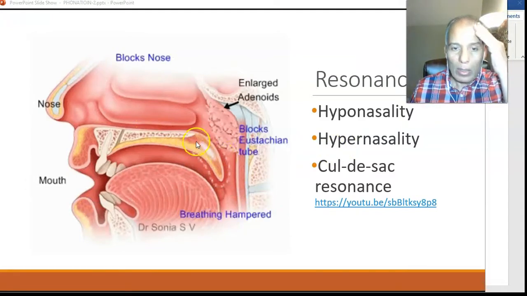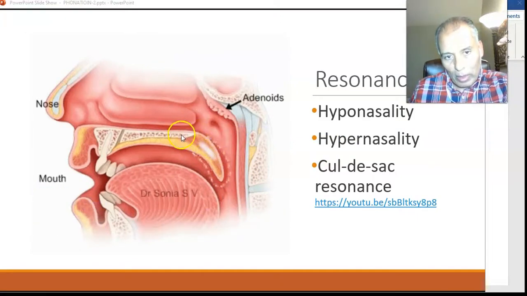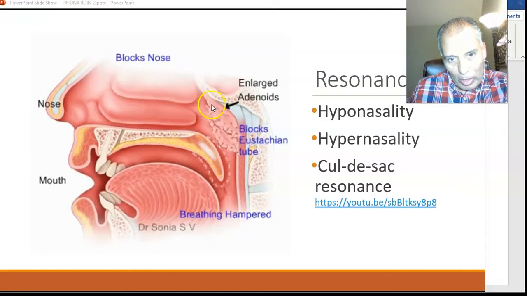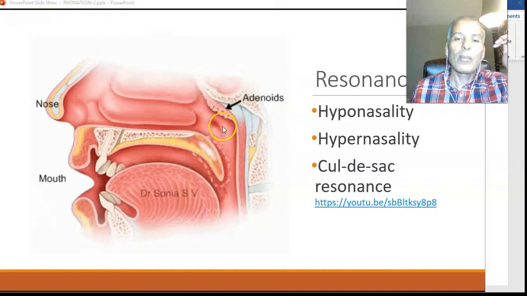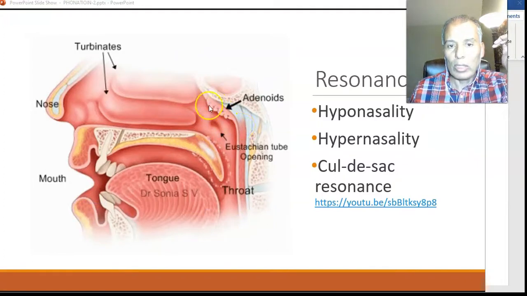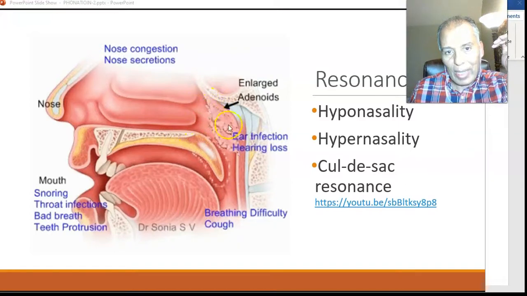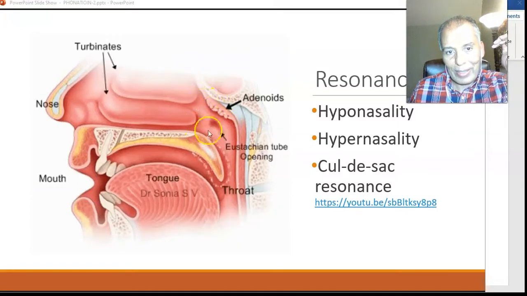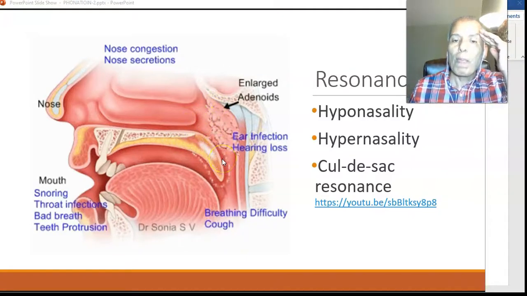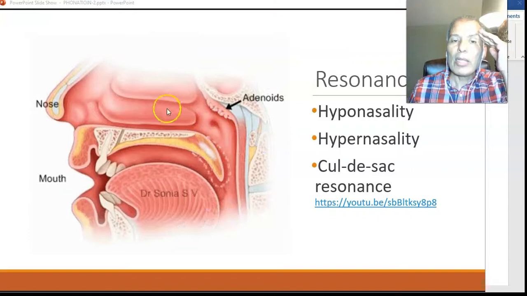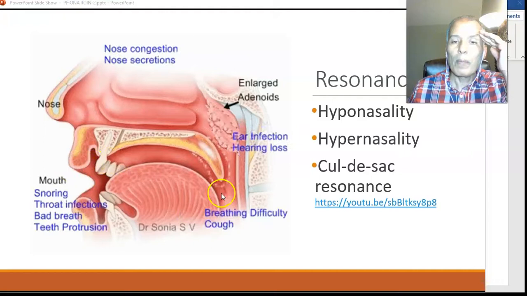Then, with every other sound in English, this velum has to rise to meet this. See, this is enlarged. Now, this is normal adenoids. So that velum has to rise and seal against the adenoids here, like this. When it does so, it separates the nasal cavity from the oral cavity. All your sounds then become oral.